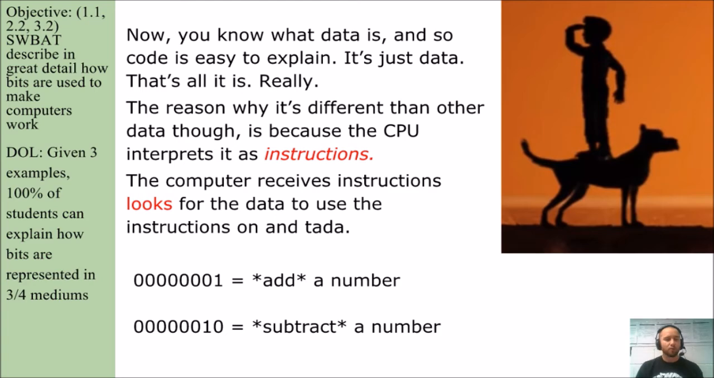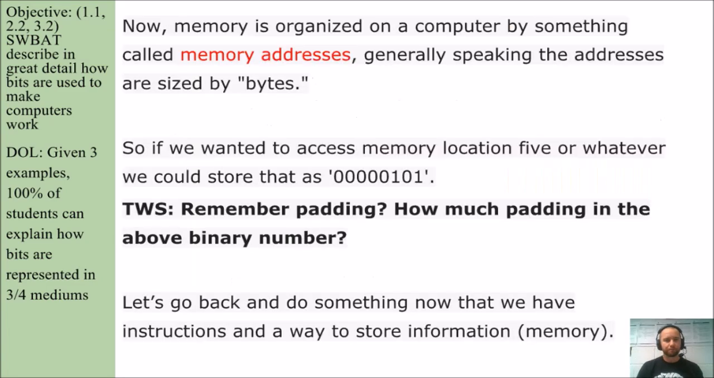So for example, all zeros and a 1 may just mean you're supposed to add something. If it's all zeros, a 1 and then one more 0, that could tell the computer you're trying to subtract something.